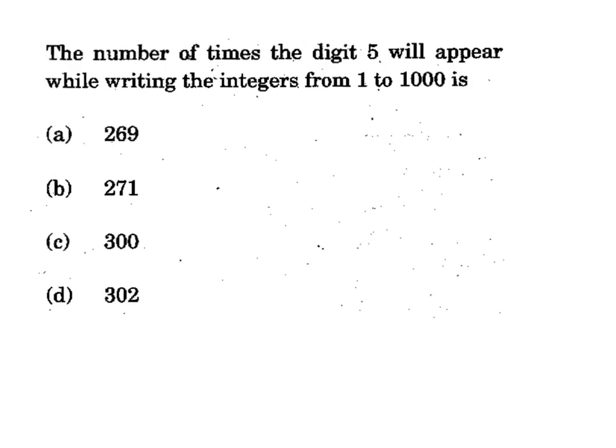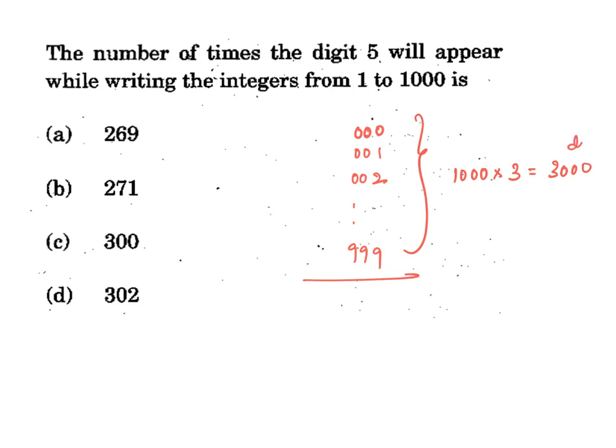The number of times the digit 5 will appear while writing the integers from 1 to 1000. Now try to understand. 1 I am writing as 001. First start with 000, 001, then 002, and so on up to 999. So I am starting from 0 and taking up to 999. There are totally 1000 numbers. Each number has 3 digits, which means 3000 digits were used.